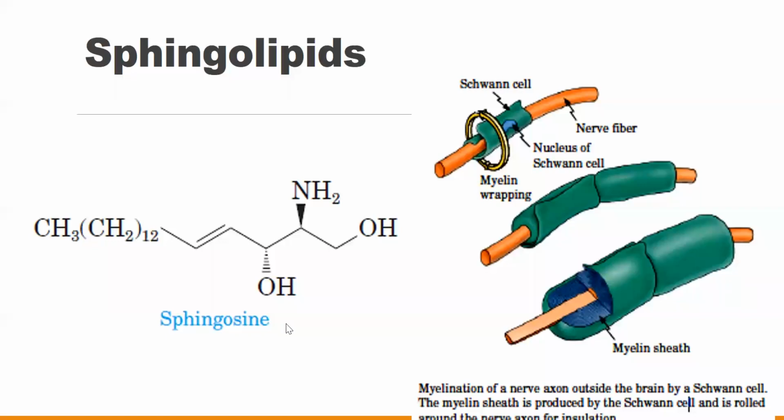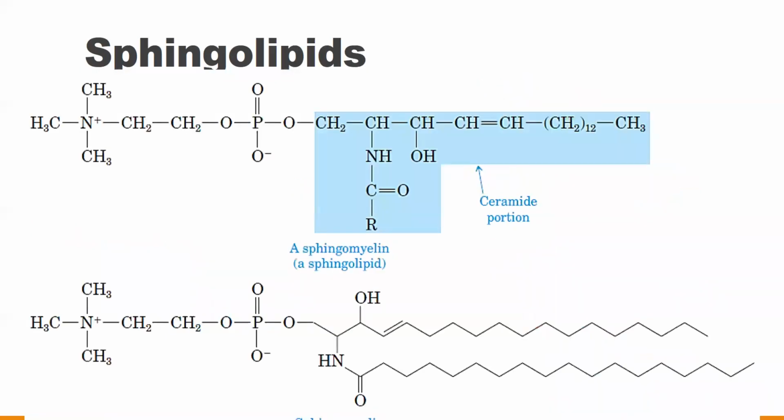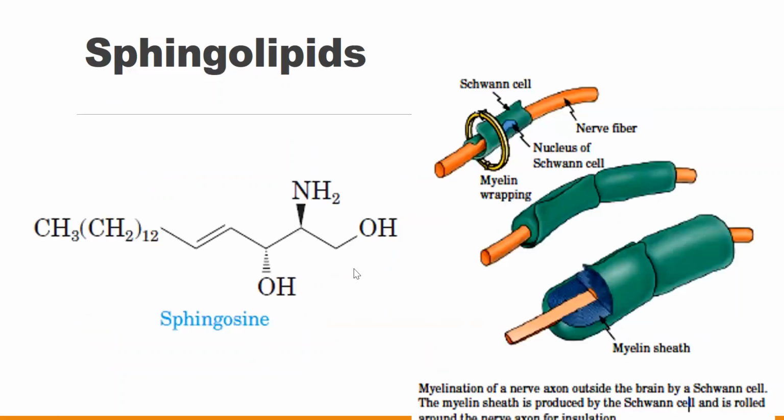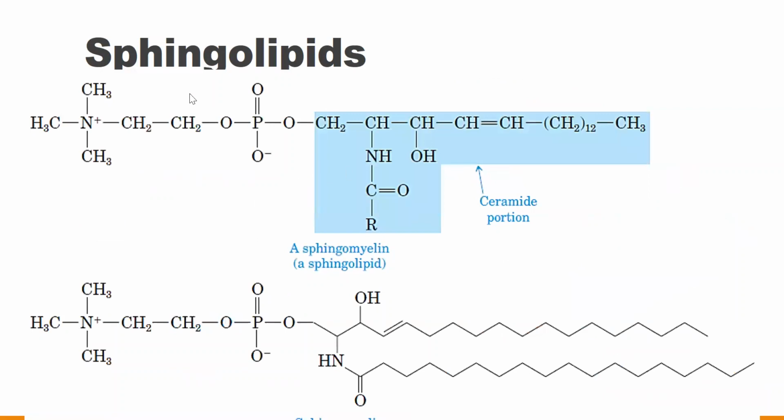Where you can find your sphingosine, you can usually find that one in the nerve axon outside the brain. That's where your sphingosine is. And so here you have your sphingosine. You have your sphingosine here. You have OH and CH2OH.